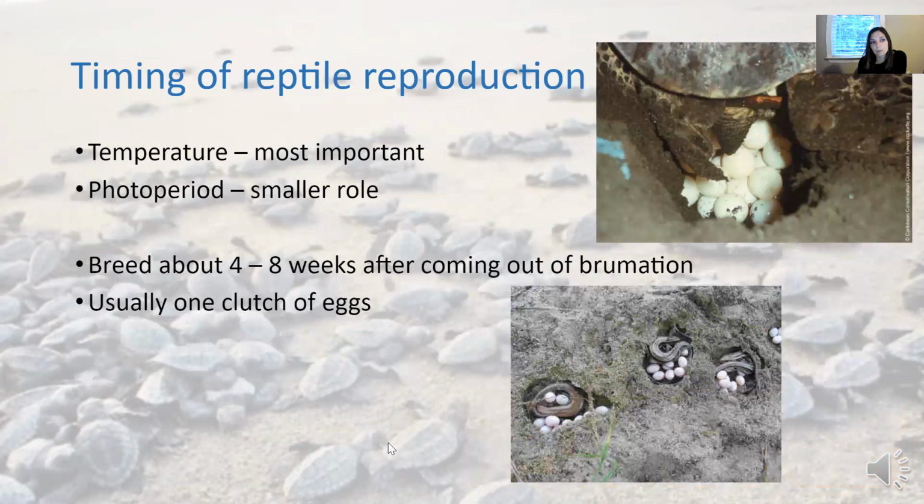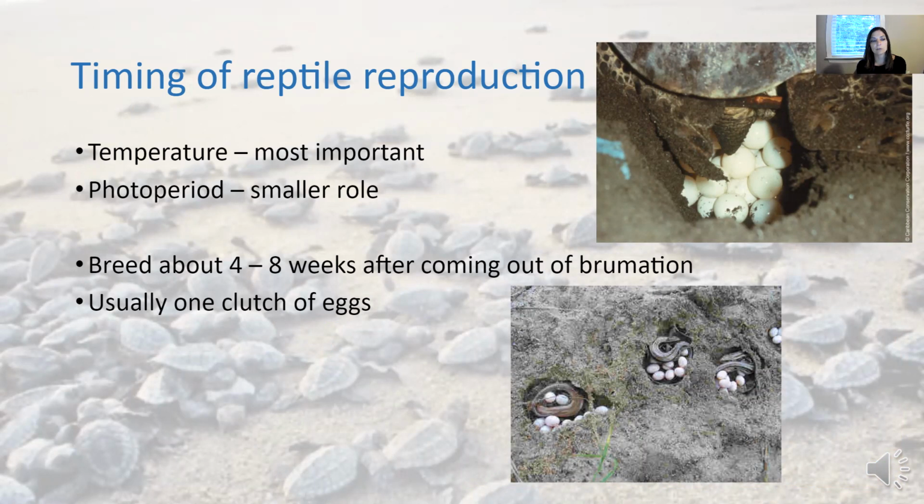Timing of reproduction depends on temperature. Since reptiles are ectothermic and most are poikilothermic, there has to be some minimum threshold of temperature before they're able to reproduce. Photoperiod plays a smaller role. Temperature is really the most important thing.